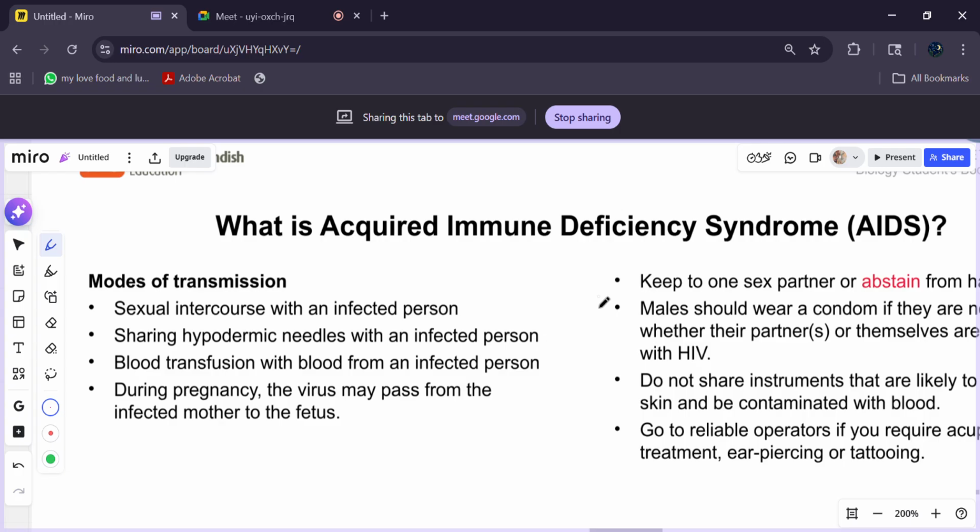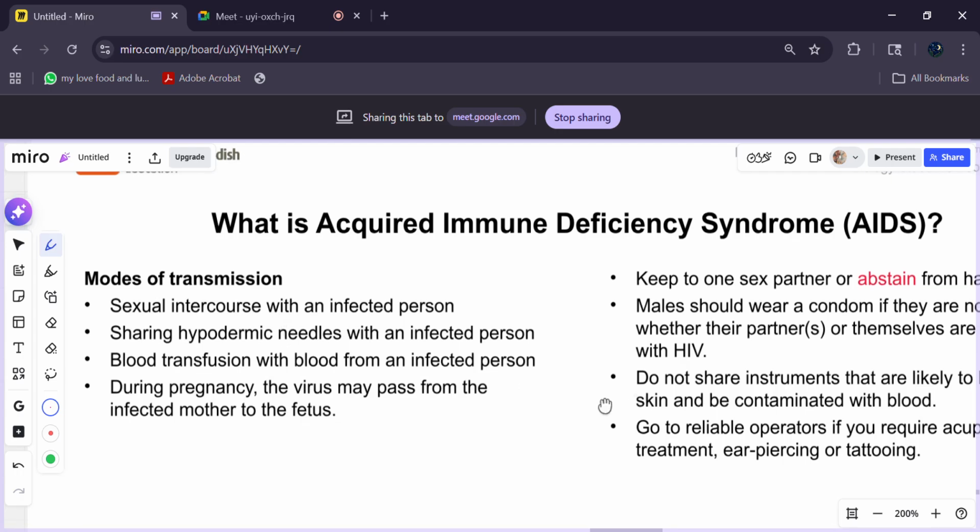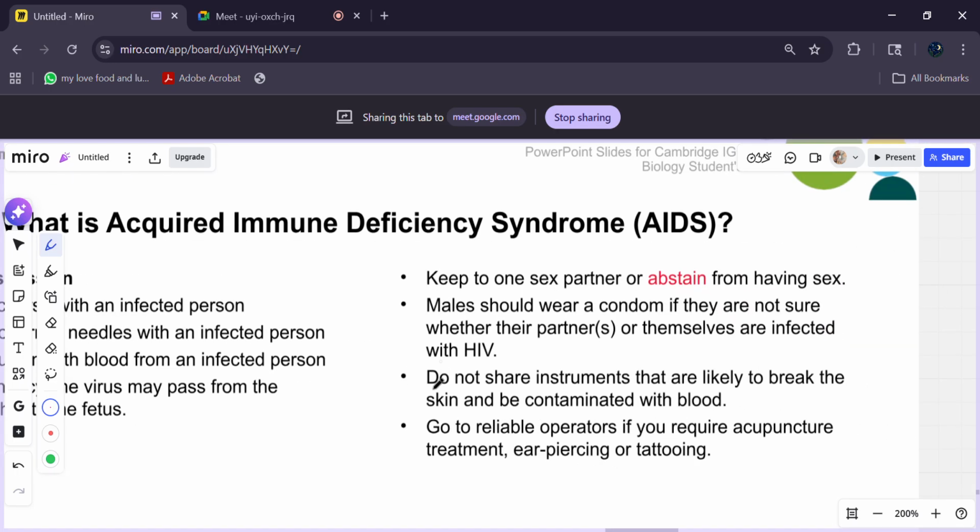Another mode of transmission is blood transfusion with blood from an infected person, or during pregnancy, the virus may pass from the infected person to the fetus. That means if your mother were to have HIV and gets pregnant, there's a very high chance that the child or the fetus could have HIV.